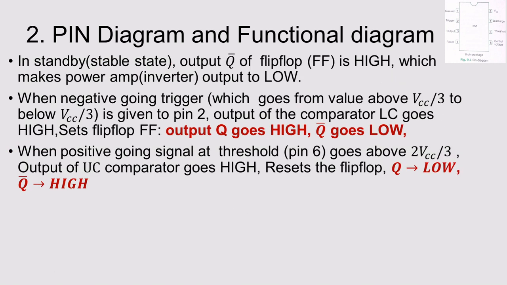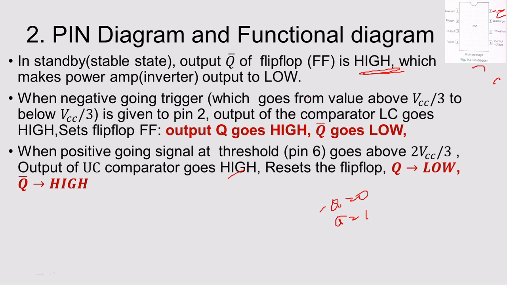Initially it will be in the stable state, so the flip-flop is high. The output Q of the flip-flop is high, which means Q will be 0. That is in the initial state. Q will be 0, Q bar will be 1. That's what is given here. So the output is low from the power inverter.